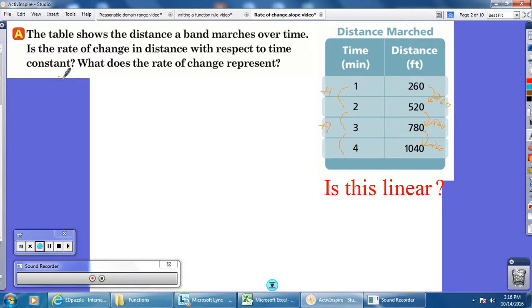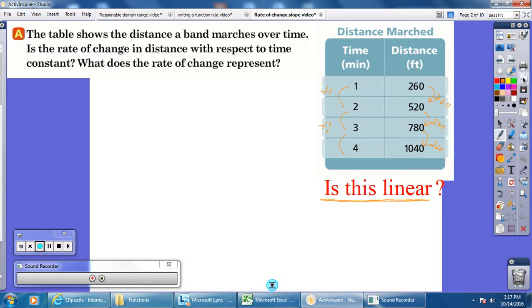Okay. So there's one question. What does the rate of change represent? Well, it represents every 260 feet, they march 1 minute. Every 520 feet, they march 2 minutes, right? So every minute, they can march 260 feet. I'll say it the other way. For every 2 minutes, they march 520 feet. Every 3 minutes, 780 feet. So every 4 minutes, 1,040 feet. Is this linear? That is your question. The answer is yes.